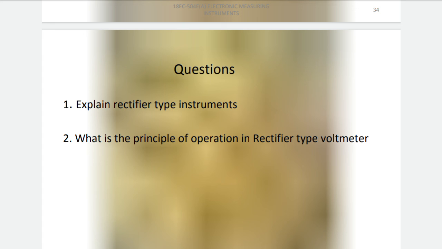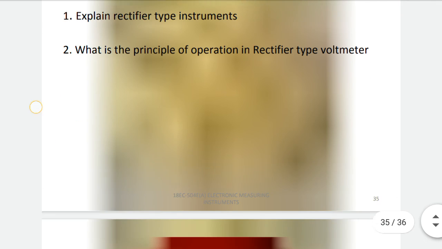Frequently asked questions. Explain the rectifier type instruments and what is the principle of operation of the rectifier type voltmeter.